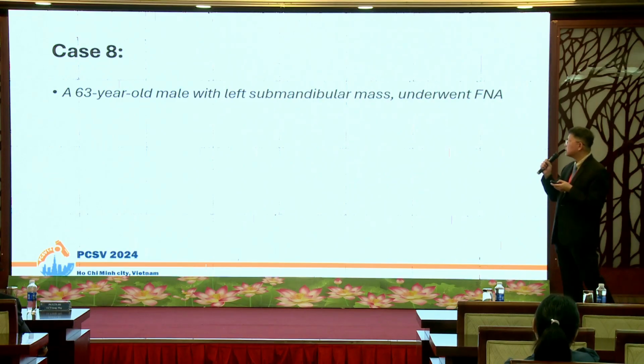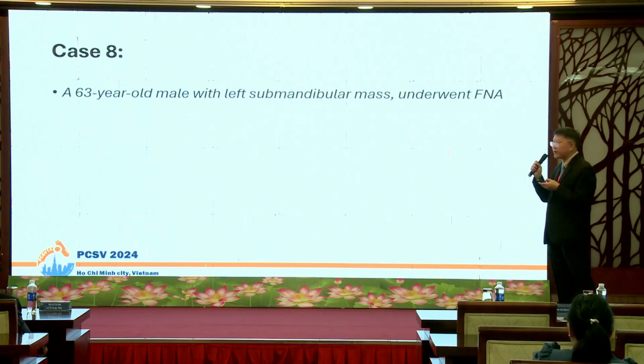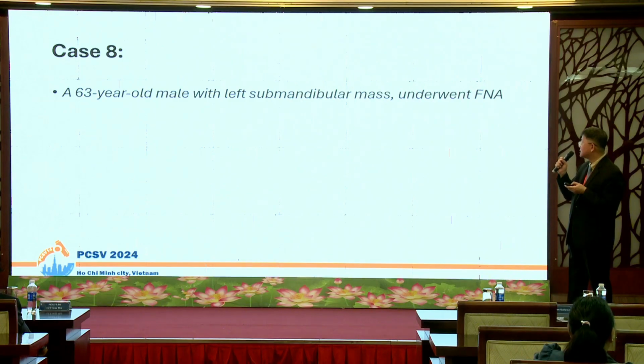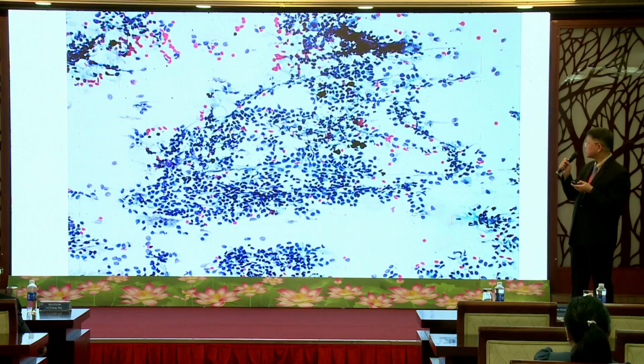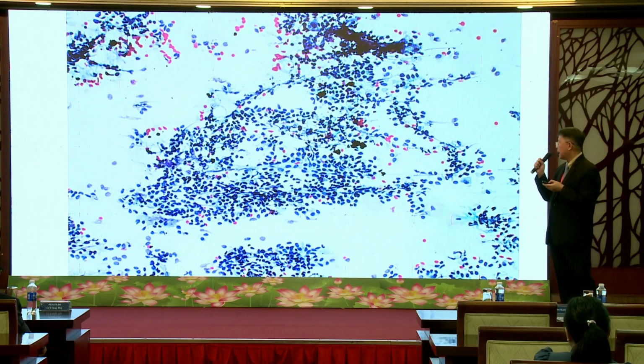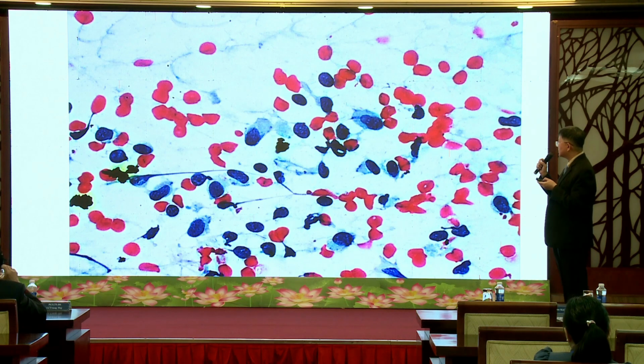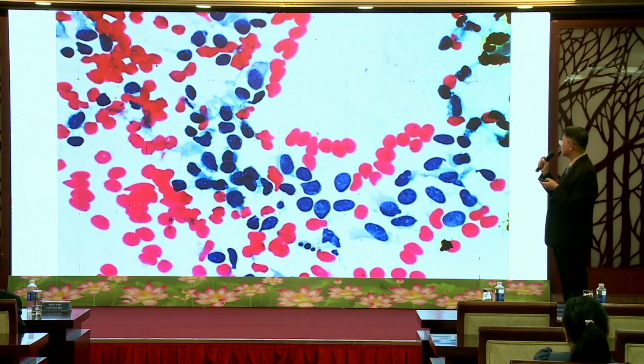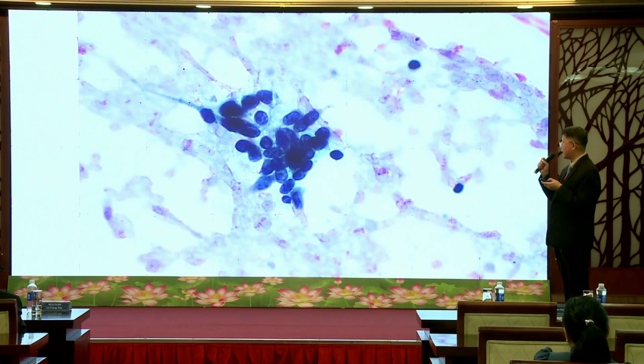Now we go to case number 8. This is a case of FNA cytology: a 63-year-old male with a left submandibular mass. So these are the tumor cells. You can see the tumor cells look very dispersed, very loosely arranged, and some cells may have a vaguely plasmacytoid appearance and a little bit spindle cells. Some have a basaloid appearance.